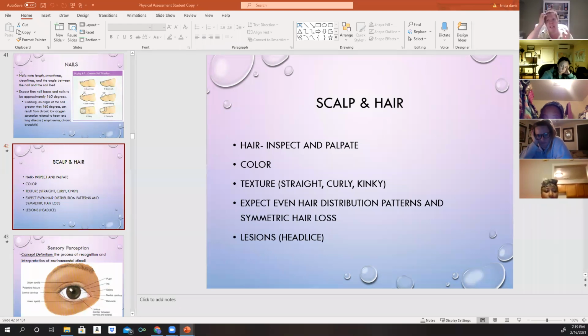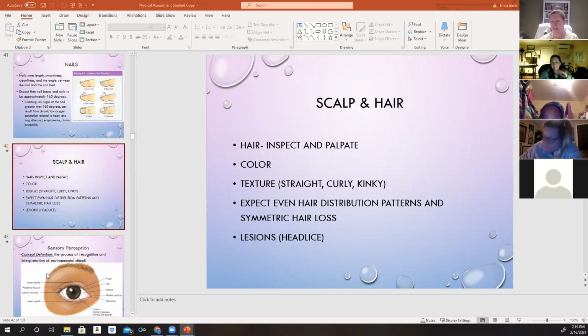Then any kind of lesions. Do they have any lesions on their head? If they had a fall, did they bust their head? What's going on? Do they have a scab there? Does it need to be treated? Check behind their ears, because sometimes they get very dry patches, especially older adults, right behind the ears. And then check for head lice. I've never had a patient, well, I'm not even going to say it because it'll happen, but check for head lice.